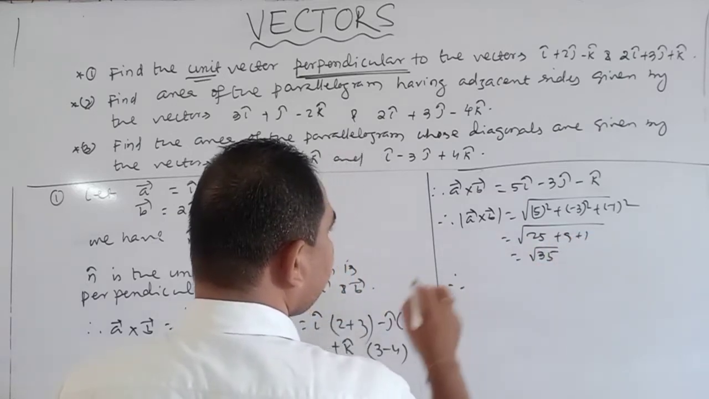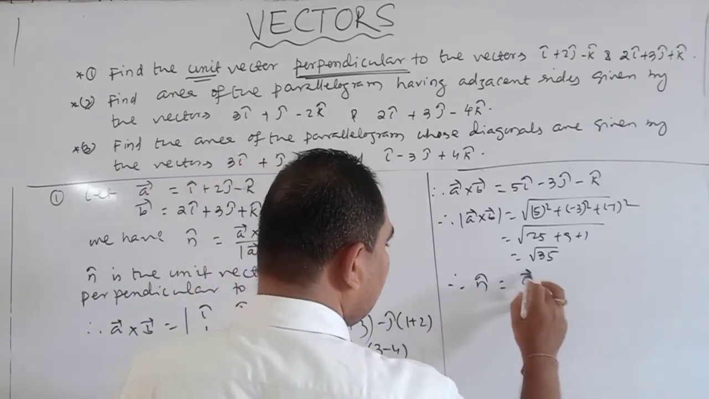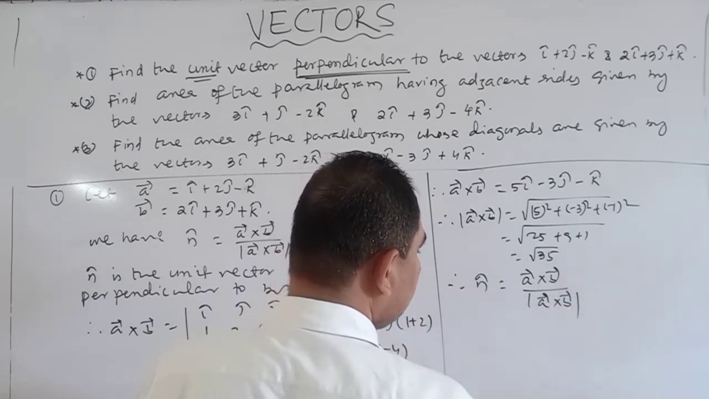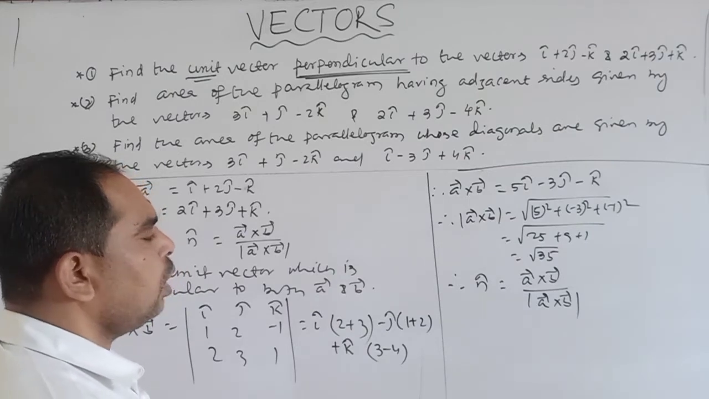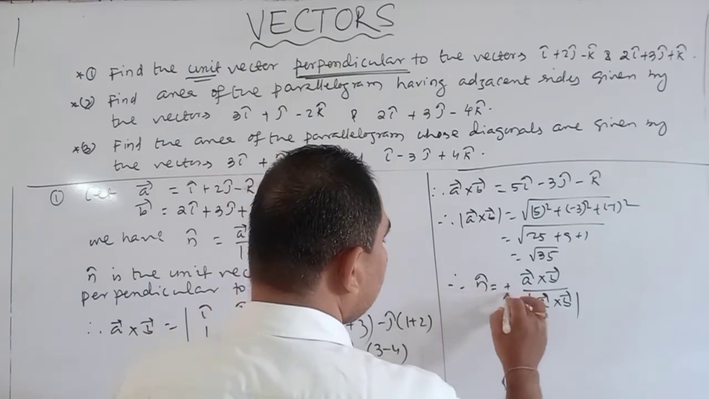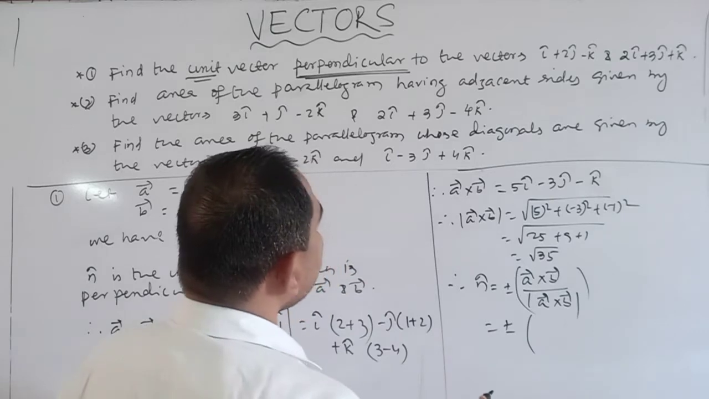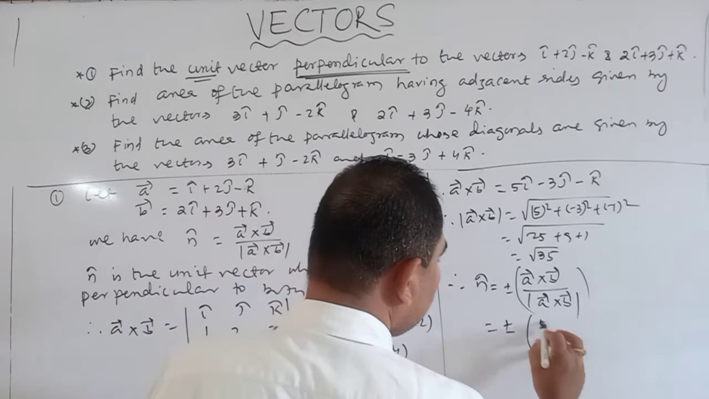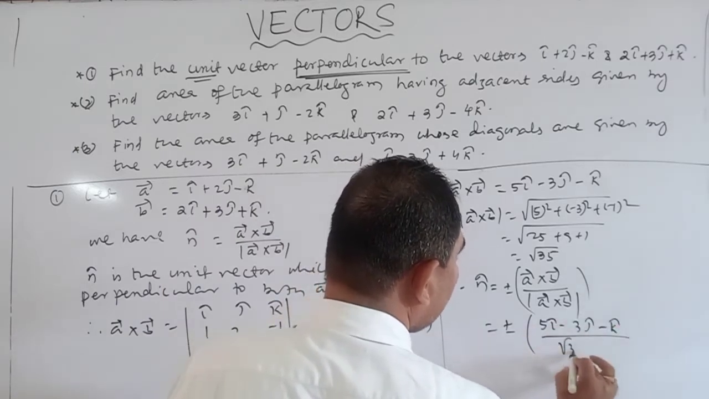Okay. Therefore n cap is equal to what? A cross b divided by mod of a cross b. Okay. Find the unit vector perpendicular to both a and b, so you can take this as plus or minus. So this is plus or minus. What is a cross b? A cross b is 5i cap minus 3j cap minus k cap divided by root 35.